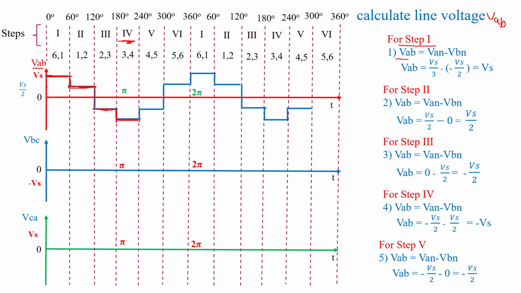Again for step 5, in the calculation the value is minus Vs by 2, so we draw minus Vs by 2. Again for step 6, with the same calculation we did, we got Vs by 2, so here we draw. In this way we calculate the line voltage VAB. Similarly, you calculate the line voltages VBC and VCA with the help of phase voltage.